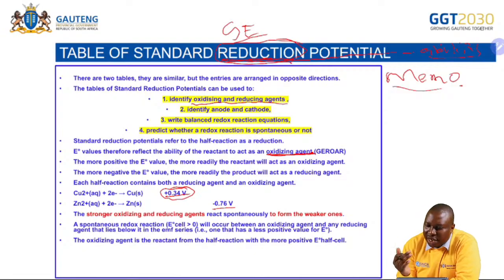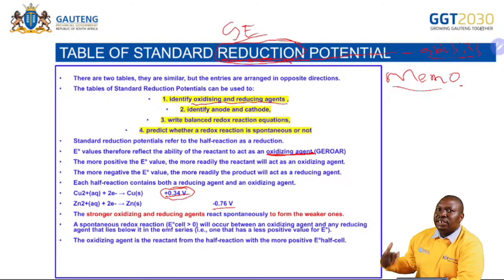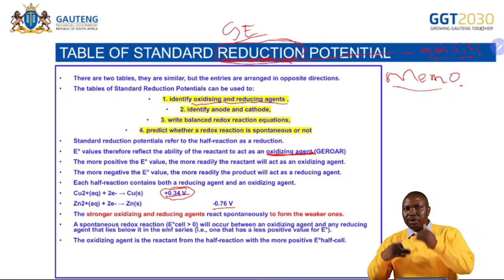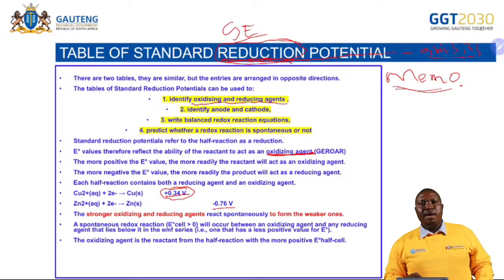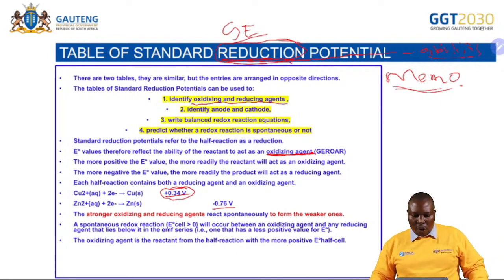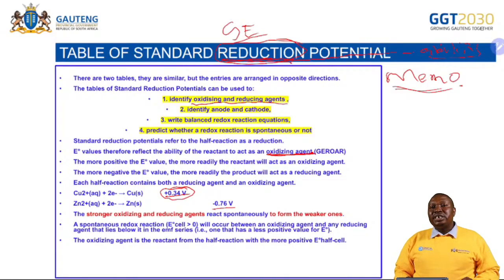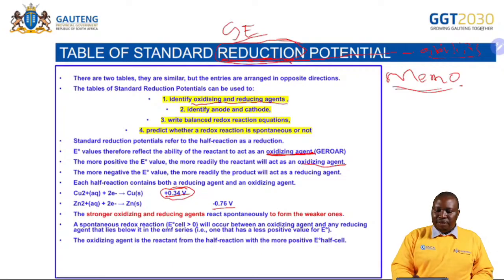So when you look at the numbers, you see a more positive number, it tells you that is an oxidizing agent. You see a negative number, it is a reducing agent. So it's easy to identify using the table because you just look at the standard reduction potential. Hence I said it serves as your memorandum, because when you say which one is the oxidizing agent, which one is the reducing agent, you're able to go to the table and identify the oxidizing agent and the reducing agent. And as I indicated, the more positive E value will show which one will be the oxidizing agent, and the more negative value will show the reducing agent.